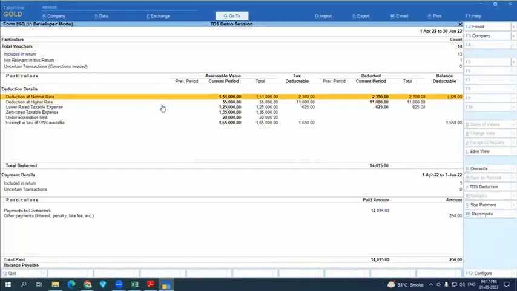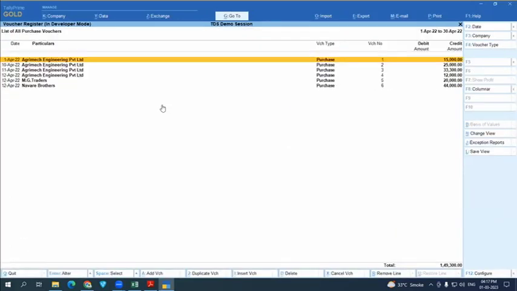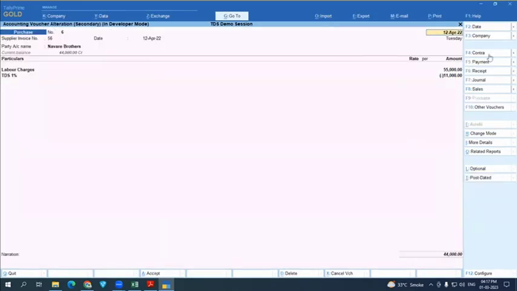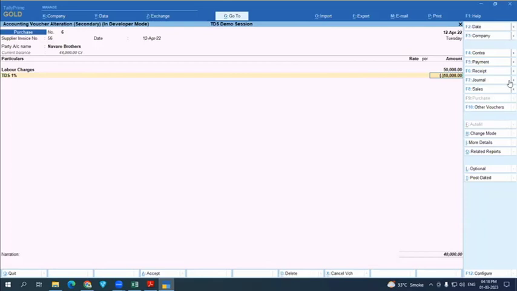You can see here, display account book, purchase register. You can take any amount here, like 44,000 is there. Okay, 55,000 is there. You can put here, suppose, 50,000. Okay, just a minute. TDS 1%. Okay, that is 10,800. 10,000.